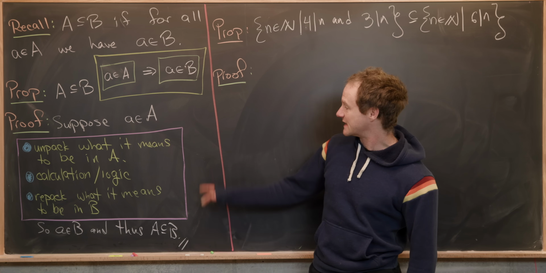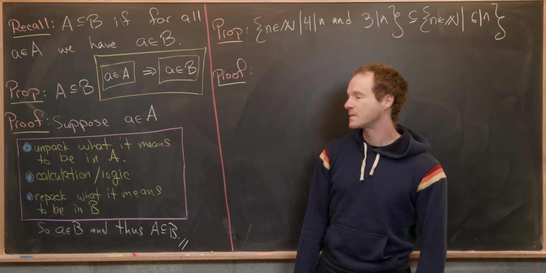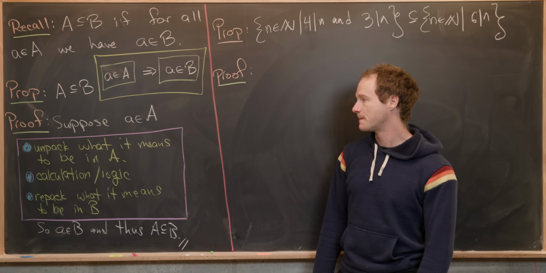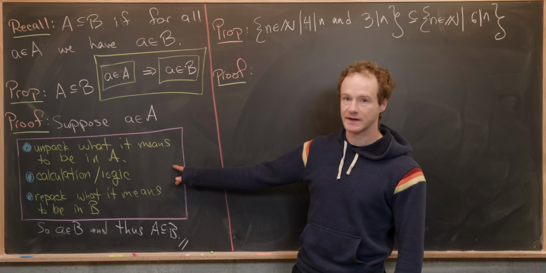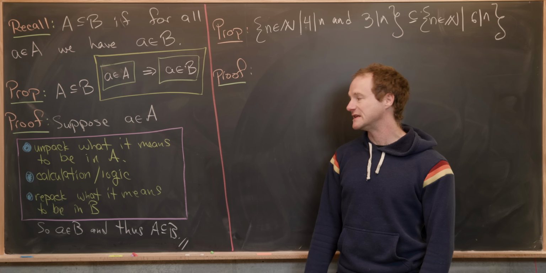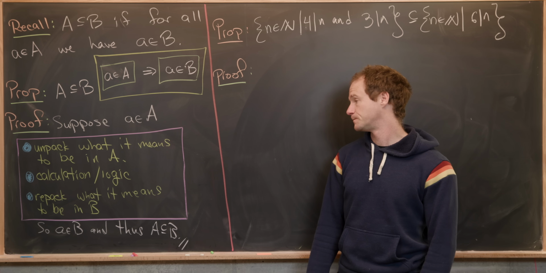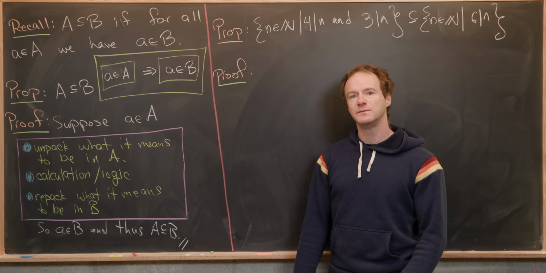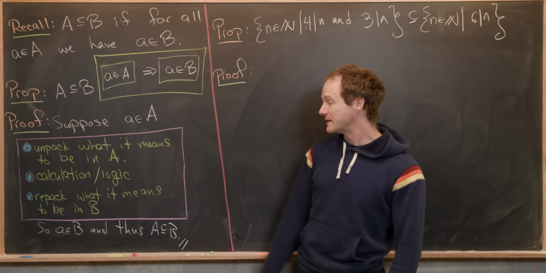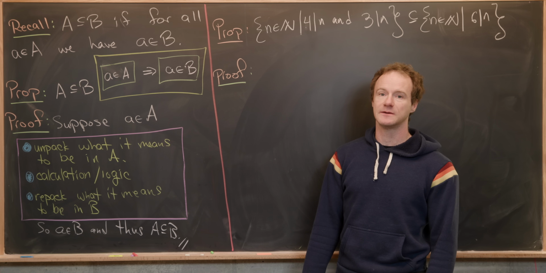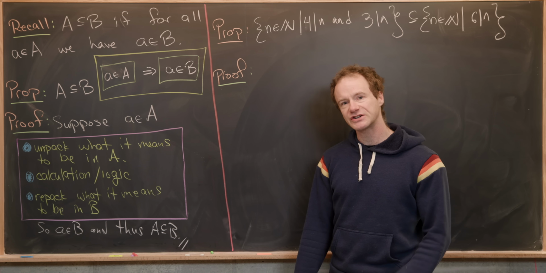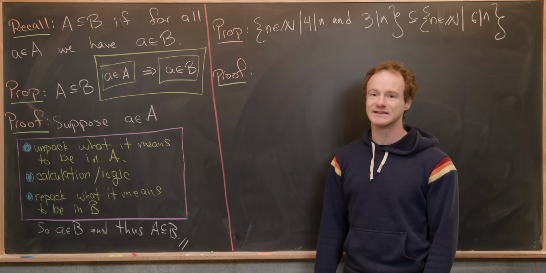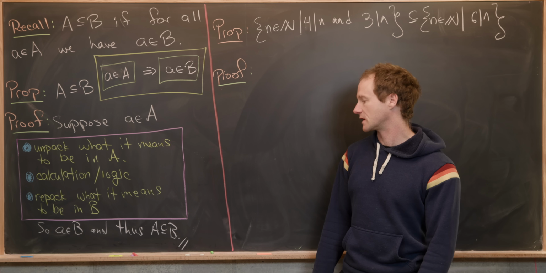And since that's the case, that's the outline that we have here. So you want to start off by supposing that a is an element from A. And then here's your calculation bit. You want to unpack what it means to be in the set A, and then use some calculation and logic to build that to where you can repack what it means to be in B. And then you'd probably want to finish it off with a sentence like this: so a is an element from B, and thus A is a subset of B. And that would finish the whole thing off.